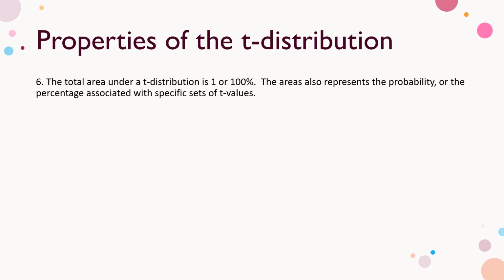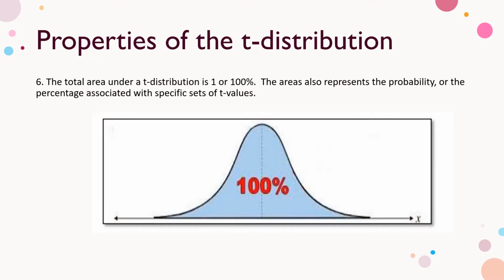We now have here the sixth property of the t distribution. It says here that the total area under a t distribution is 1 or 100%. So to illustrate, this blue shaded part of the curve is the area.